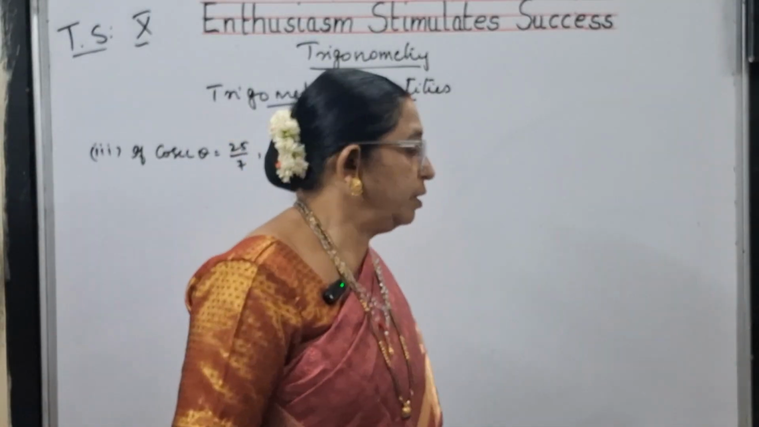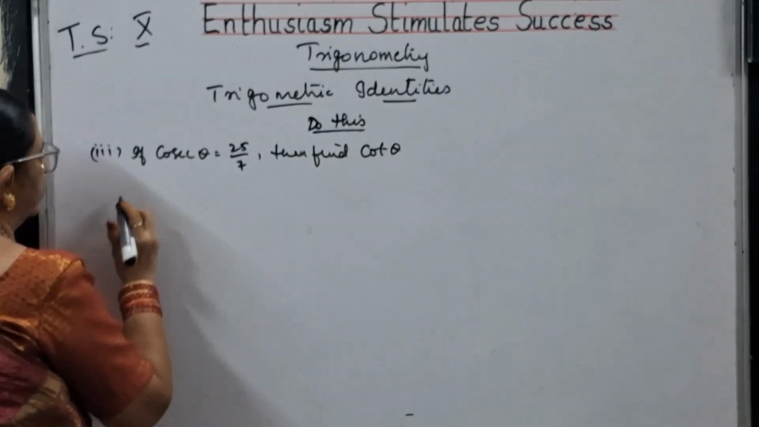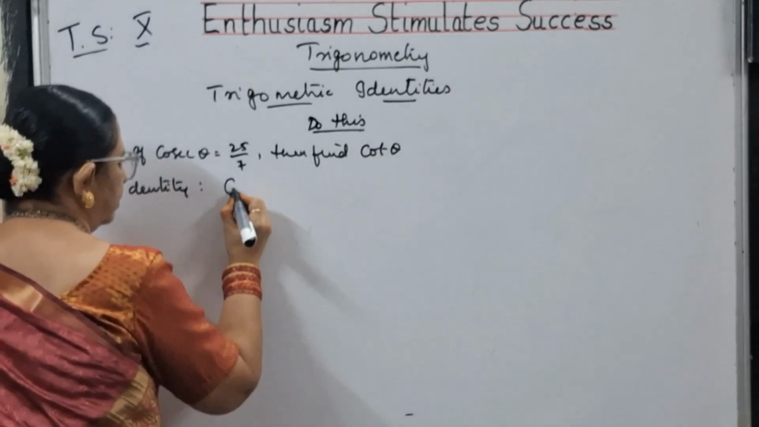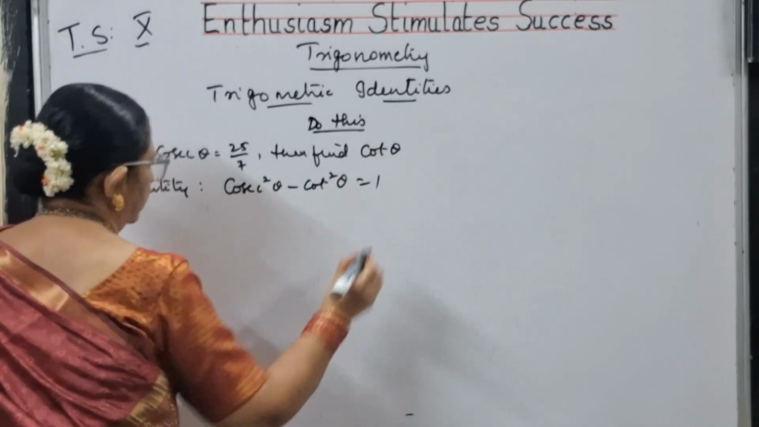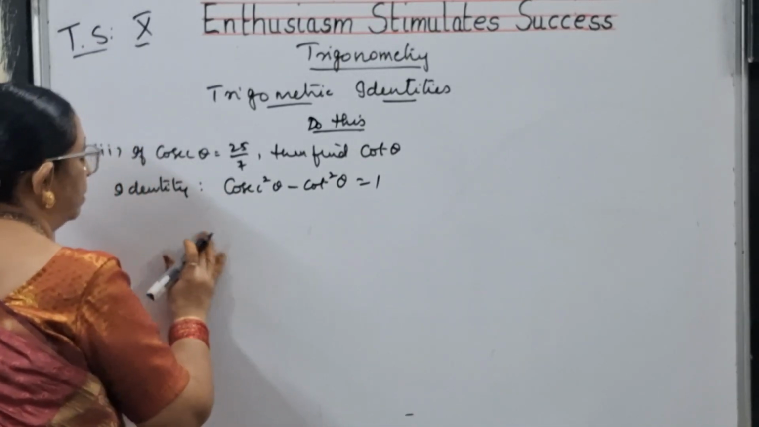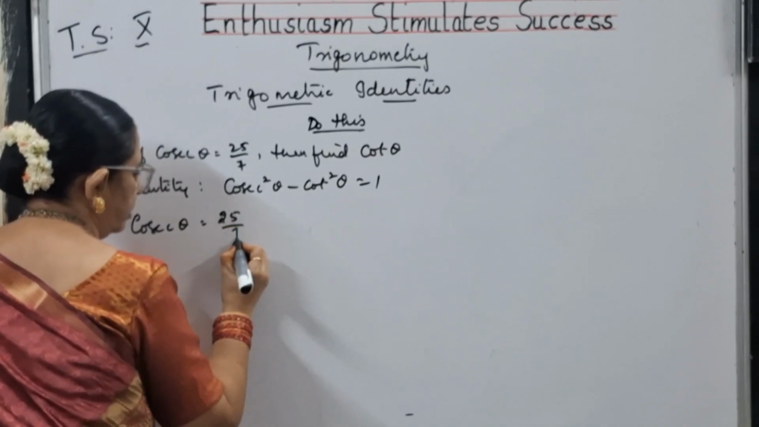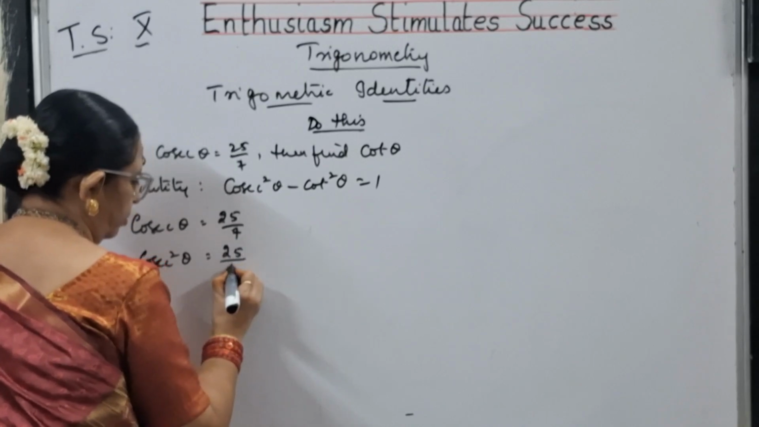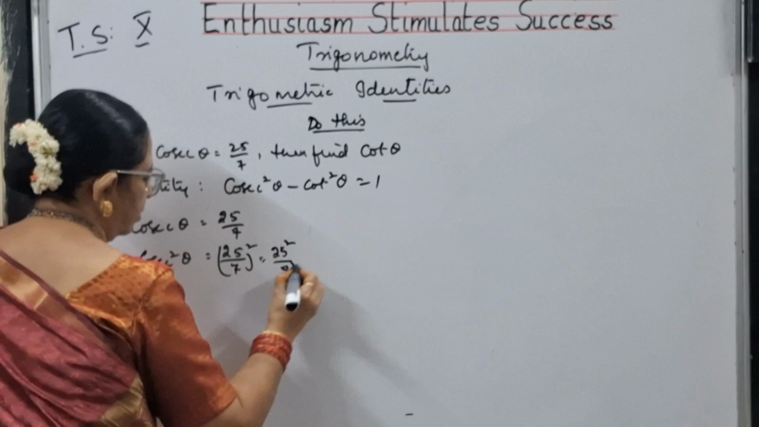Now, third bit, children. Third bit is cosecant theta is 25 by 7. Find cot theta. So what is the identity you are using? Cosecant square theta minus cot square theta is equal to 1. This is the identity. Here theta is given, so you can take it as it is. So what is given to you? Cosecant theta is 25 by 7. So what is cosecant square theta? 25 by 7 whole square, that is equal to 25 square by 7 square.